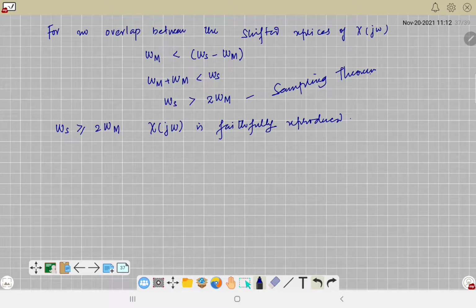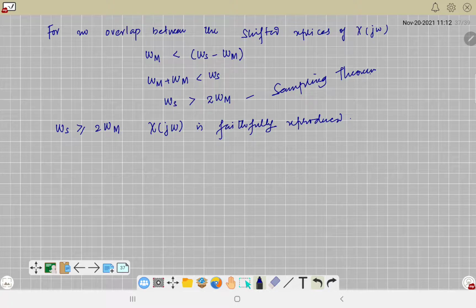Omega m is basically the maximum frequency that is available in your input signal. And if you ensure कि आपका जो sampling frequency है, it is at least twice the maximum frequency available in your input signal, then only you can do a faithful sampling, in the sense that once you are done with the sampling, आप वापस reconstruct कर सकते हैं अपना original waveform from the sample version.